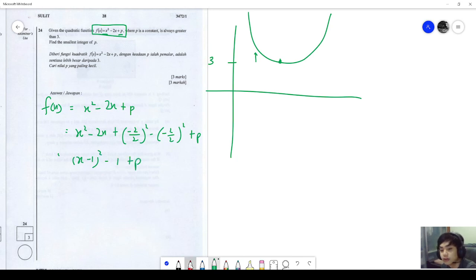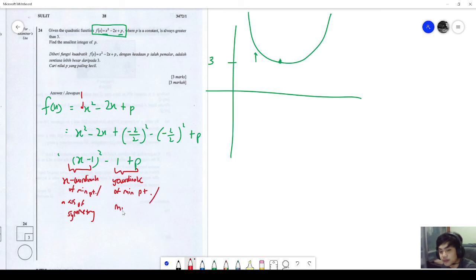So according to the vertex form, this is the x coordinate of the minimum point, or we sometimes call it the axis of symmetry. And this part here is the y coordinate of the minimum point or maximum point, right? In this case, minimum point because the coefficient in front of x squared is positive 1. Sometimes you call this the minimum value as well, right?